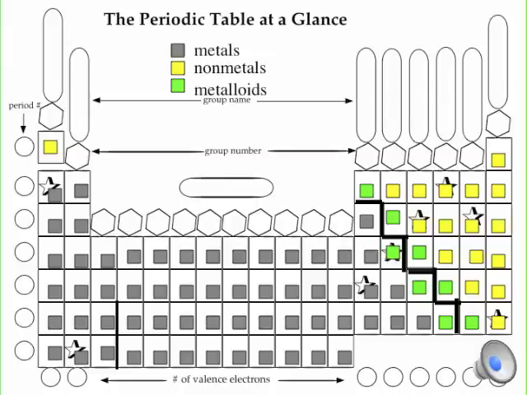The metalloids fall along that line. So I'm coloring the metalloids in with green. You can choose whatever color you like, but on the right side of that line and on the right side of the metalloids are the nonmetals. So I'm coloring those in with yellow.